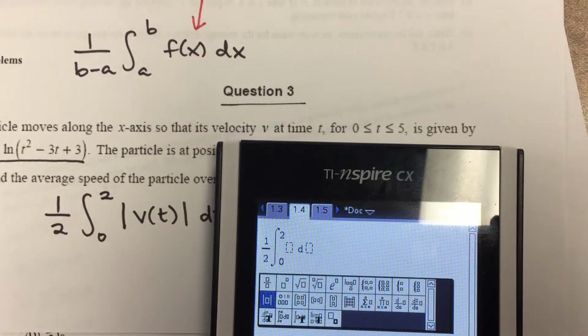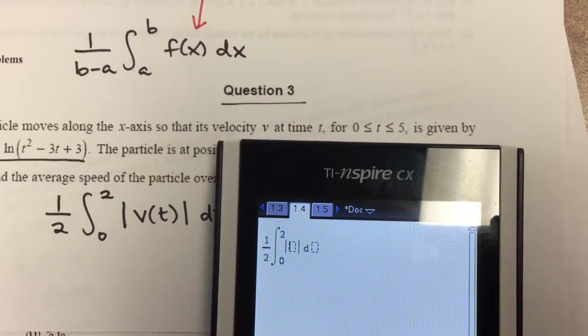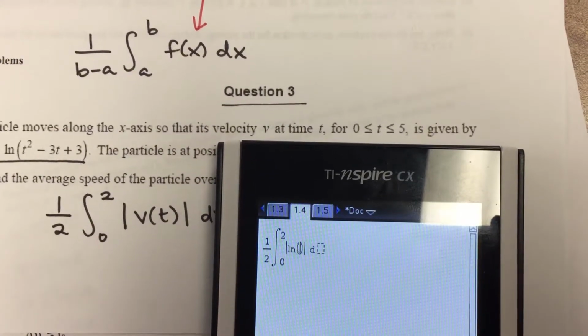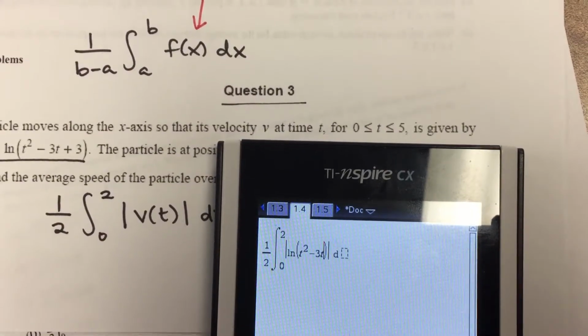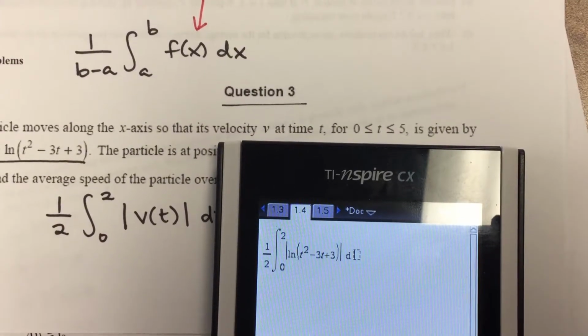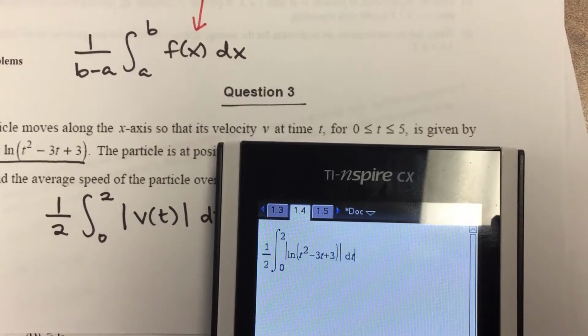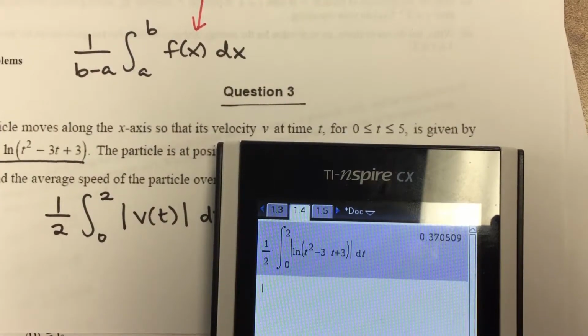So we take the absolute value and then type in our velocity function. So it is the natural log of t squared minus 3t plus 3. And then our differential would be t. Make sure you're matching the variable. You can change it to x if you want to when you're typing it in. Just make sure you match it in the differential. So this is our approximation.